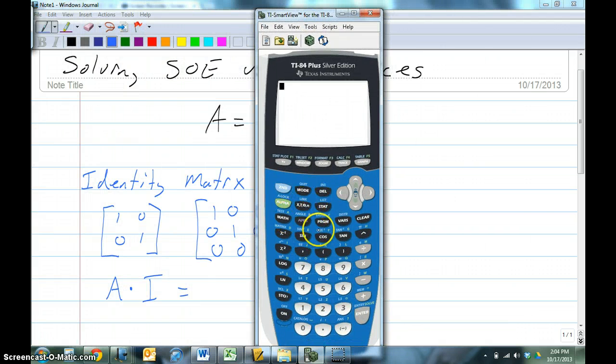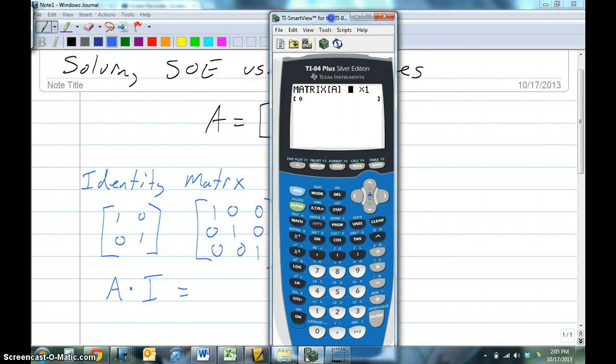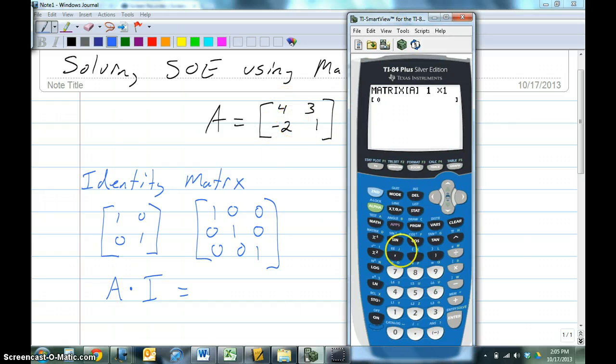So, first button I want you to press is matrix. Matrix is second, and then it's right below the math key. So, second matrix. Now, we're going to edit matrix A. Matrix A is a 2 by 2 matrix, right? Here's our matrix. This is a 2 by 2. So press 2, enter, and it'll adjust the entries for you. And we're going to put in matrix A. So it'll be 4, enter, 3, -2, enter, 1. There's our matrix.